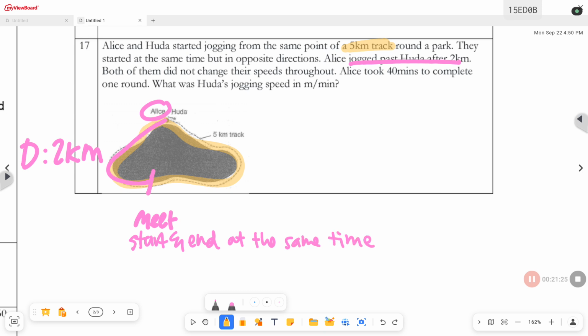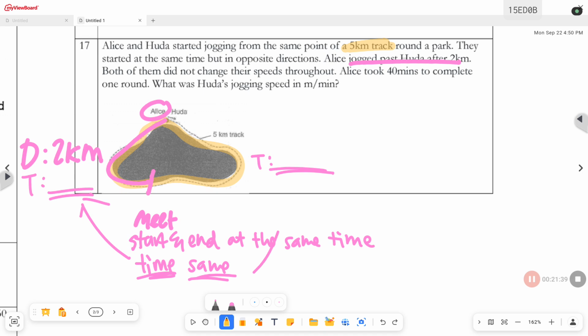So if I start and end at the same time, it means that the time will be the same. So whatever time I find for Alice, it's going to be the same as the time for Huda. Correct? And because Alice did a distance of 2 km, and they meet at this point, the whole round is 5 km. That means Huda, going in the opposite direction, will meet here and will have a distance of 3 km.